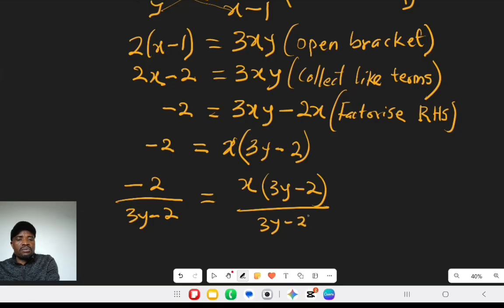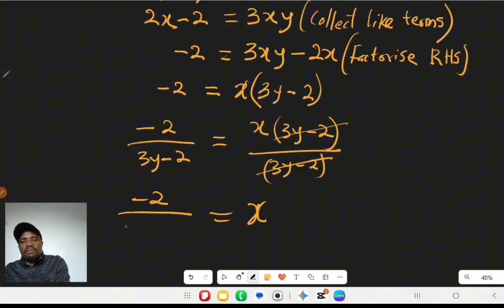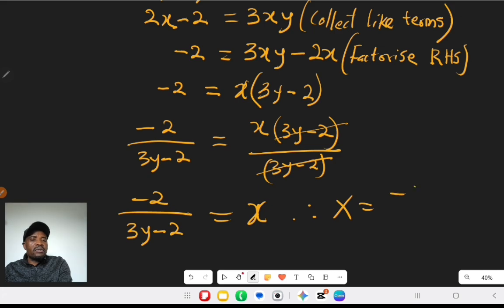3y minus 2. 3y minus 2 can cancel 3y minus 2, left with x equals minus 2 all over 3y minus 2. Therefore, x is equal to minus 2 all over 3y minus 2. This is the final answer.